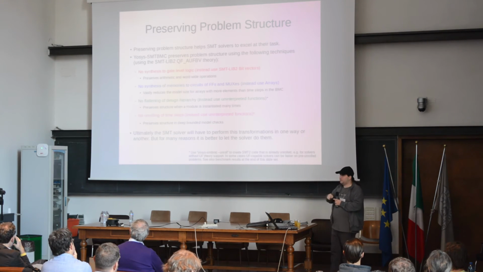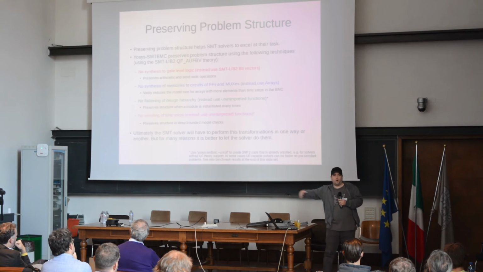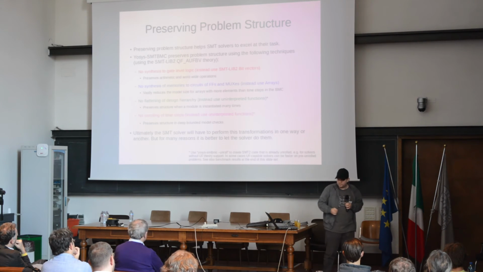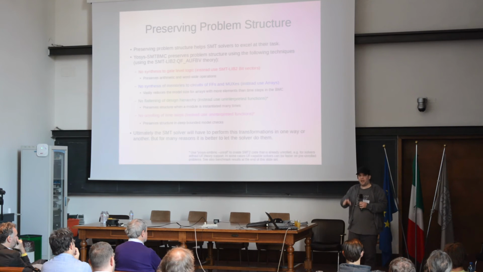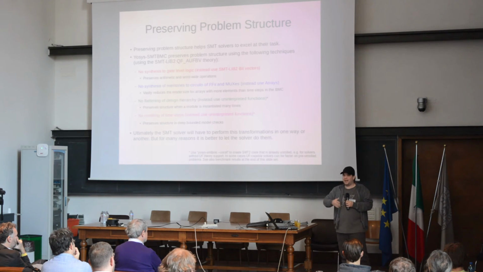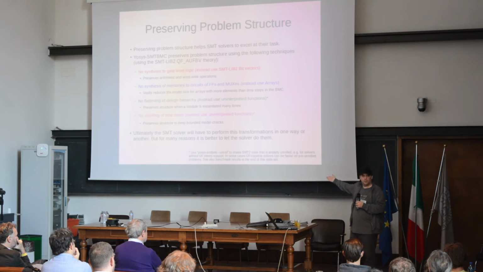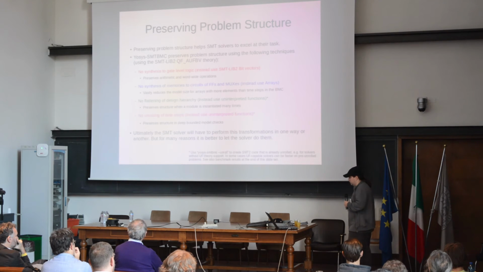And the same thing for time steps. If I have a really, really long temporal induction proof, then I essentially have the same circuit instantiated like 100 times. And I'm, again, using uninterpreted functions to preserve this structure.